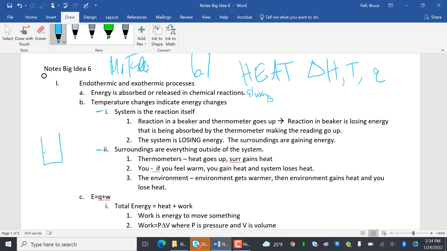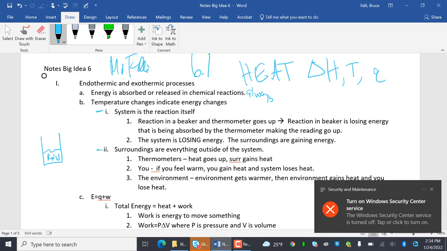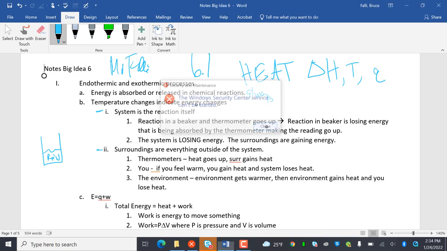So if I have a chemical reaction happening in here, I'm going to call it a reaction, okay? The reaction in a beaker and thermometer, okay? The reaction is in a beaker, and the thermometer goes up. The reaction in the beaker is losing energy.